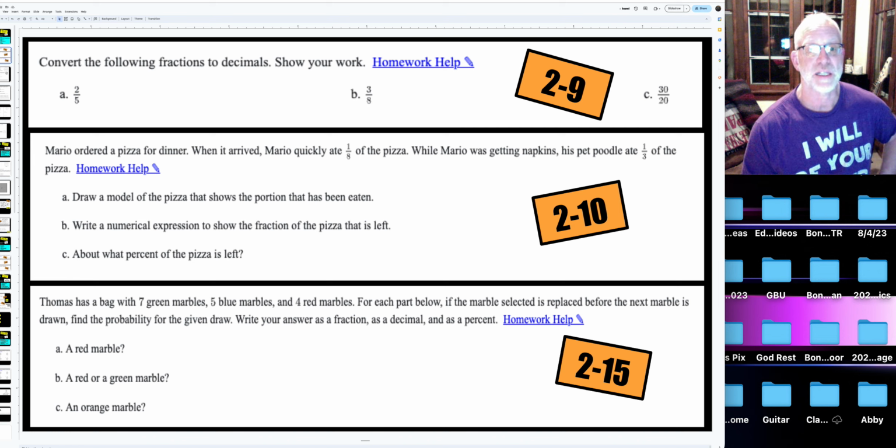2.15. Thomas has a bag with 7 green marbles, 5 blue marbles, 4 red marbles. For each part below, if the marble selected is replaced before the next marble is drawn, find the probability for the given draw. Write your answer as a fraction, as a decimal, and as a percent. What is the fraction decimal percent for getting a red marble?